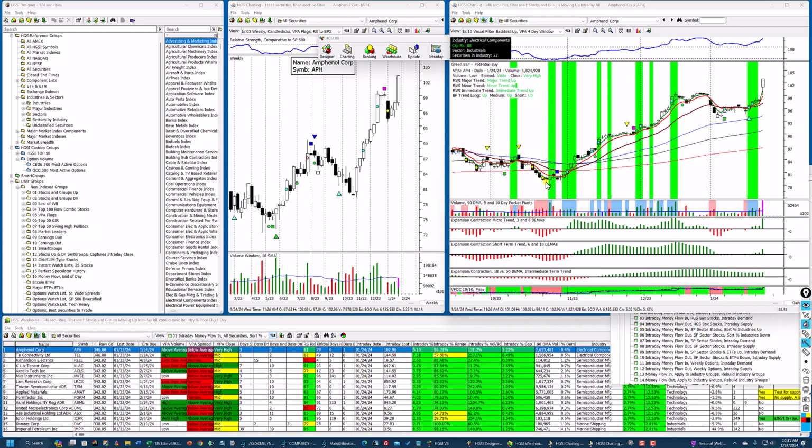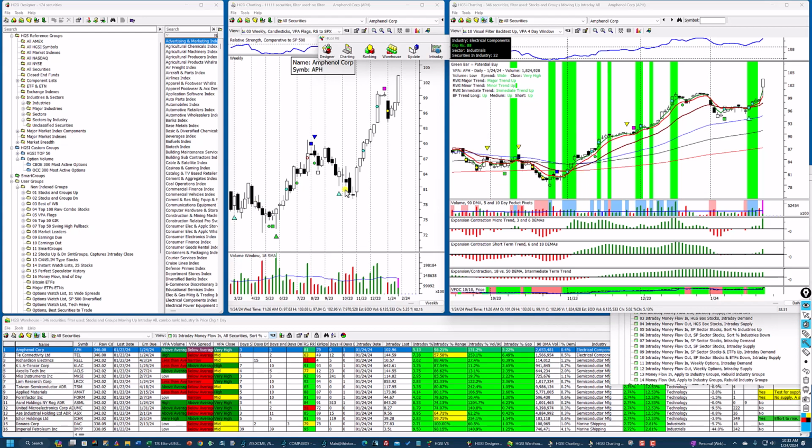What was it down here? It's about an $80 stock. Now it's well up over $100. So this chart will tell you where the demand is based upon Wyckoff principles.